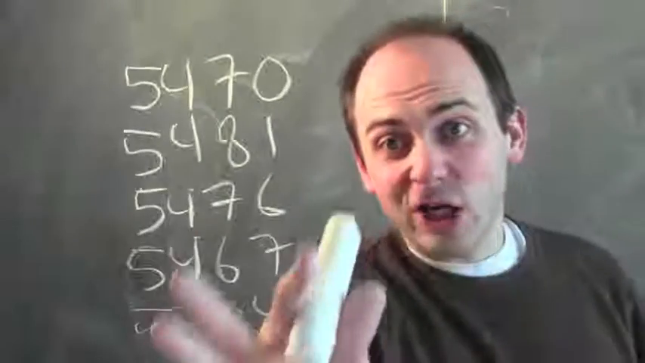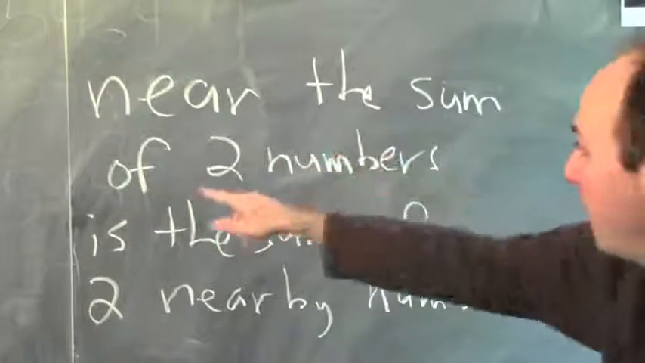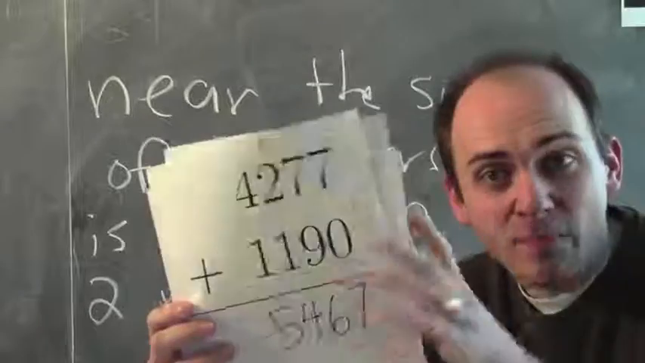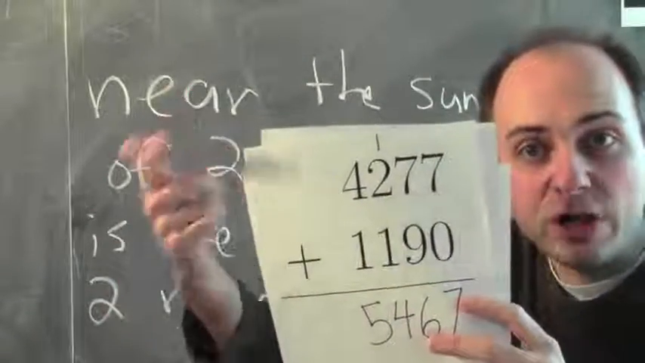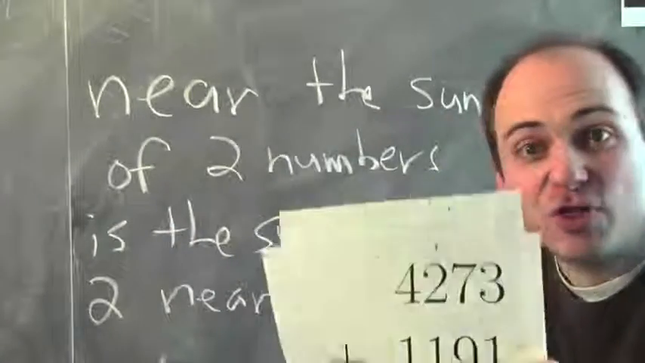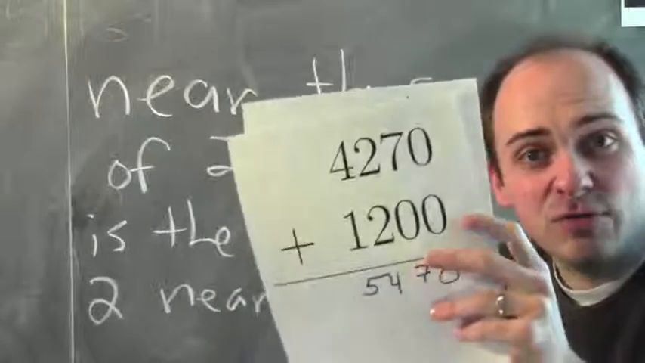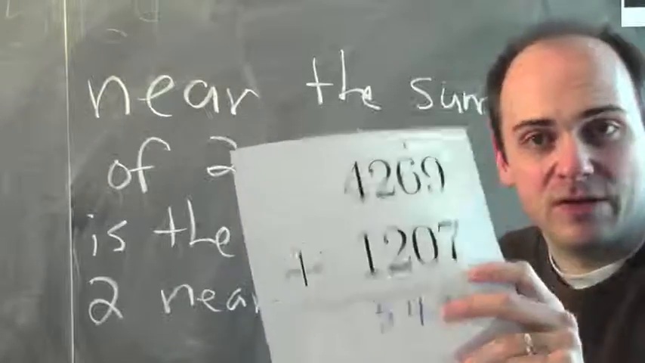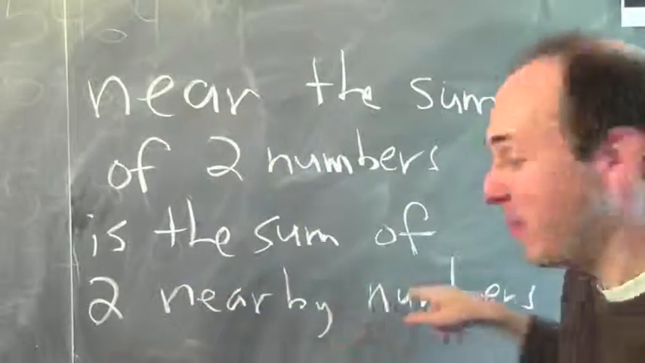They're all really close together. Is that just an accident? Of course, it's not an accident. Here's the fact. Near the sum of two numbers is the sum of two nearby numbers. These arithmetic problems are not just random arithmetic problems. Look at the numbers I'm asking them to add. 4277 and 1190. Those numbers are really close to 4273 and 1191, which is really close to 4270 and 1200, which is really close to 4269 and 1207. Near the sum of two numbers is the sum of two nearby numbers.